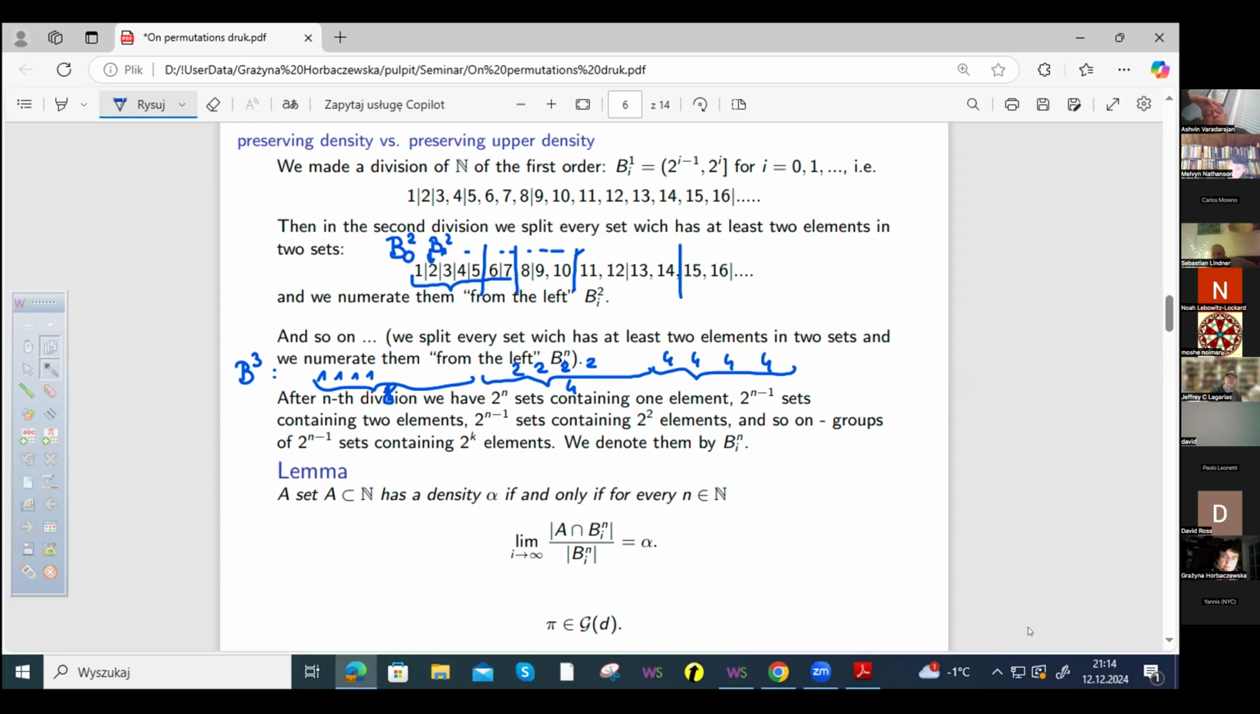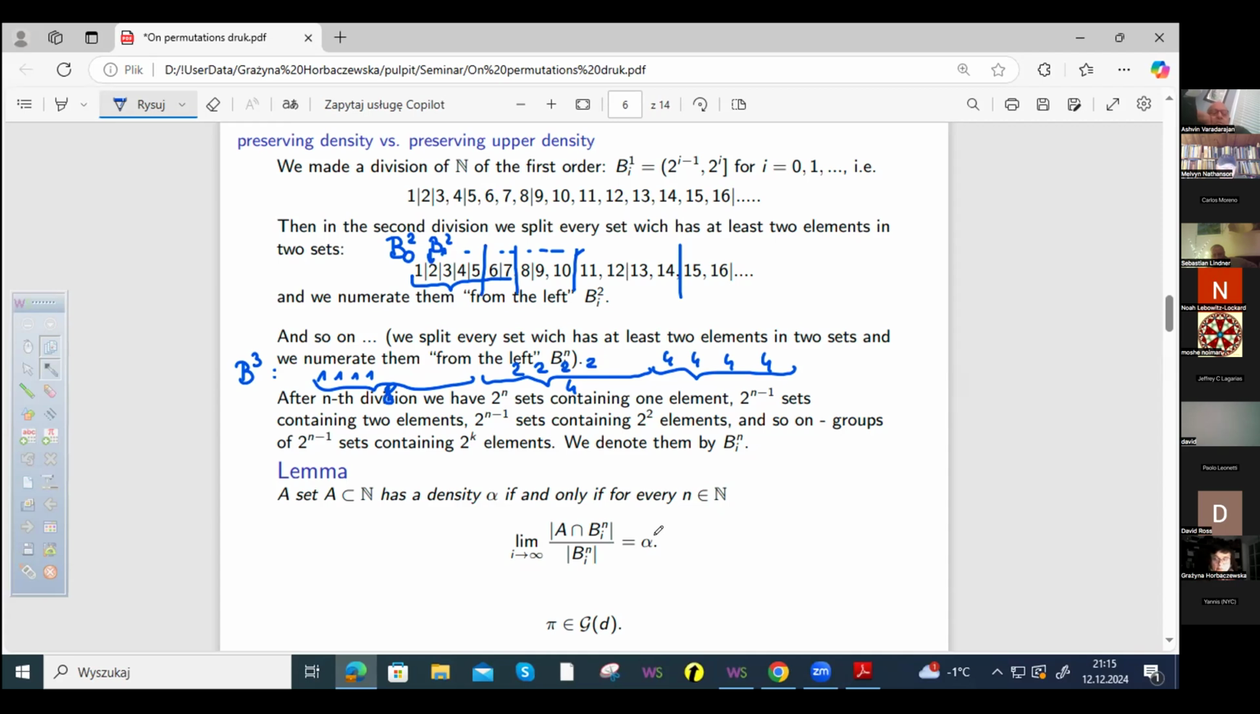And then we manage to prove the following lemma. If a set has a density alpha, this is equivalent to the following condition: for each order of division, so we make this division of each order and we compute this density. I mean, we check proportionally how much of the set A is covered by the set, comparing this with the cardinality of this testing set. And the existence of a density of the whole set A is equivalent to the existence of this limit for each order on the same level, equal to alpha.